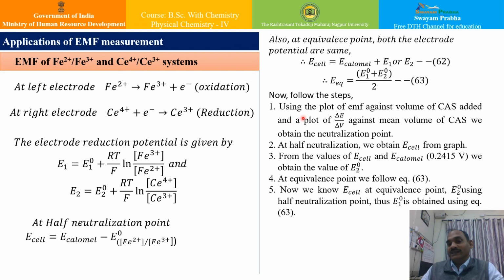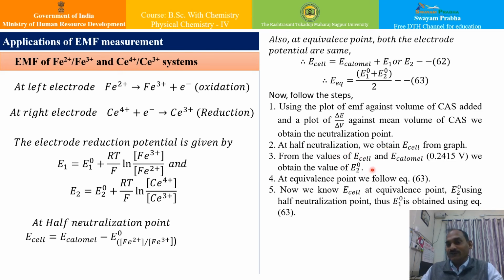I can plot the EMF against volume of FAS, ferric ammonium sulfate, and a plot of delta E by delta V against volume of this ferric ammonium sulfate, we obtain the neutralization point. Once I obtain the neutralization point, at half neutralization we can obtain E cell from the graph. We will plot a graph of EMF against volume and delta E by delta V against volume. So delta E by delta V gives me the sharp peak, and the sharp peak when I overlap with the graph of EMF versus volume, I can get the endpoint. So at exactly half of the neutralization point, I can find out the EMF of the cell.